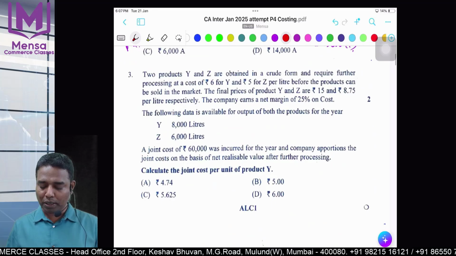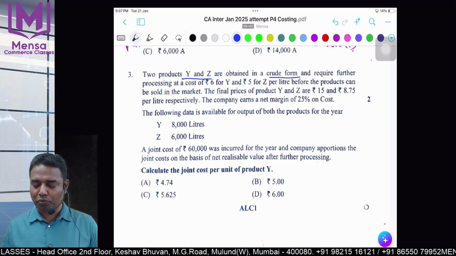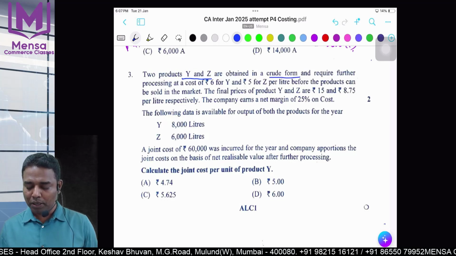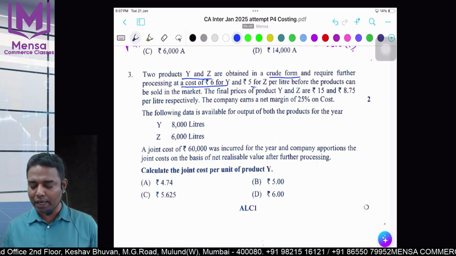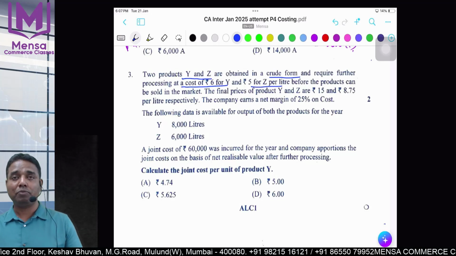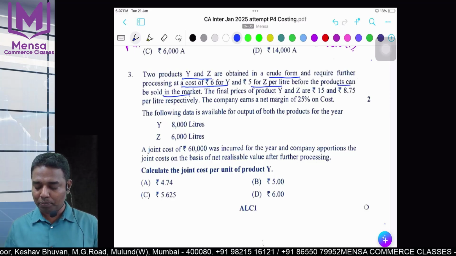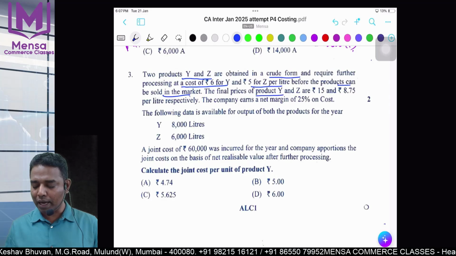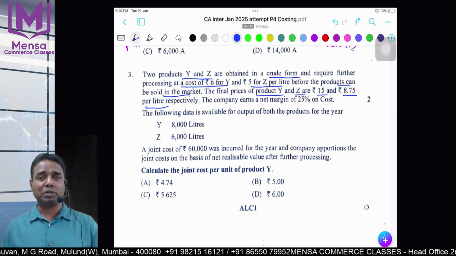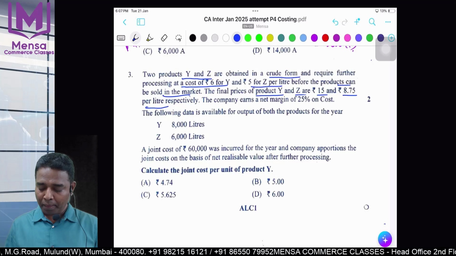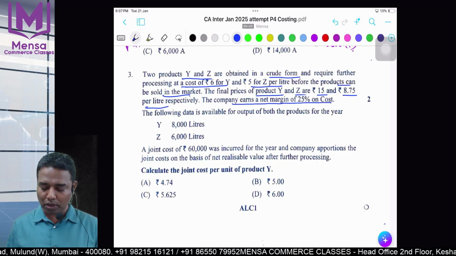Let's move on to the next one. Two products Y and Z are obtained in a crude form and require further processing at a cost of 6 rupees for Y and 5 rupees for Z. This is a further processing cost before the product can actually be sold in the market. The final prices for Y and Z are 15 and 8.75 per liter. Means after processing it, you can sell it in the market. The company earns a net margin of 25% on cost.